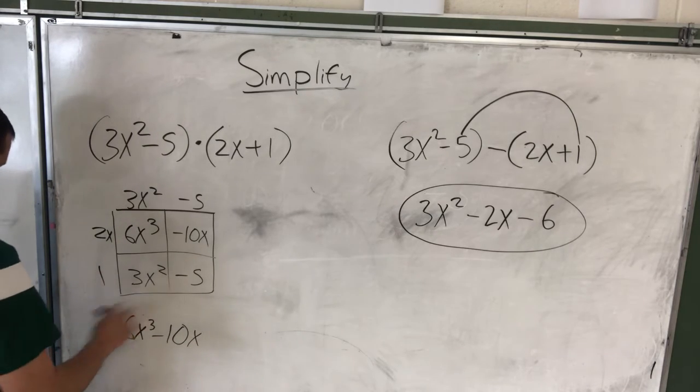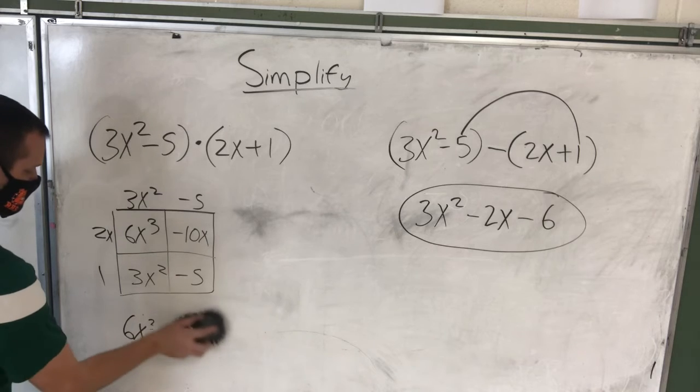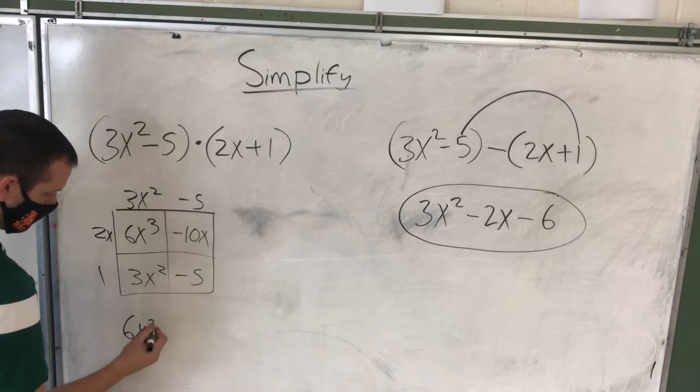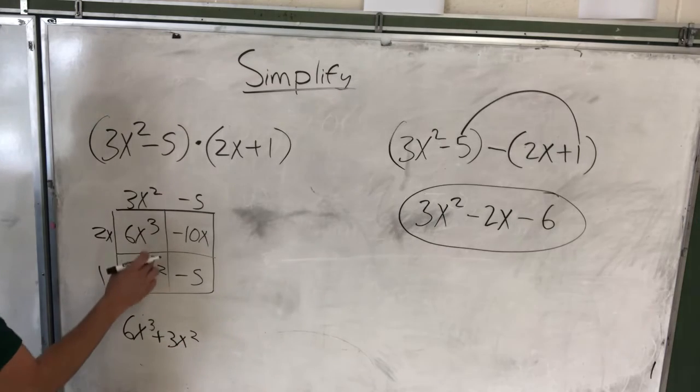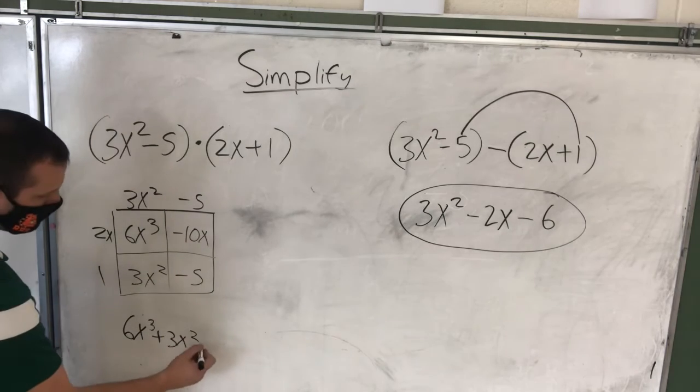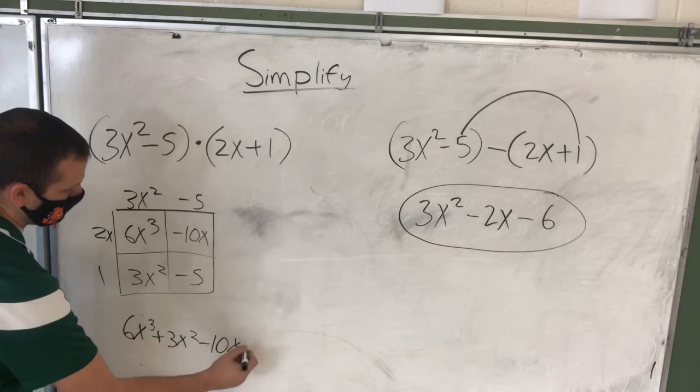Well, actually, I'm going to do this one first. 6x cubed plus 3x squared. I like to do them in order of their exponent. Minus 10x minus 5.